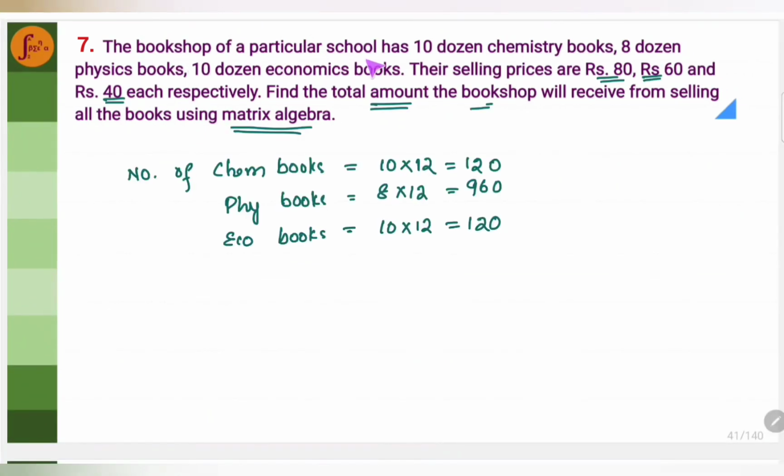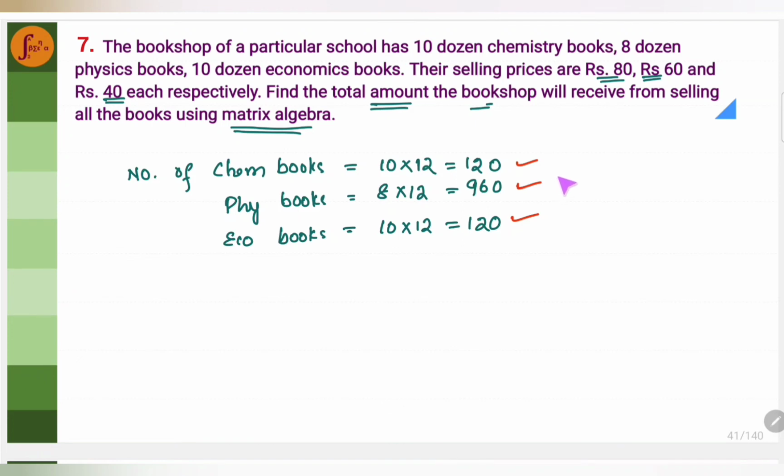The bookshop of a particular school has 10 dozen chemistry books, 8 dozen physics books, 10 dozen economics books, and their selling prices are given to be 80, 60 and 40 each. Find the total amount the bookshop will receive from selling all the books using matrix algebra. So first, the number of chemistry books is 10 dozen, physics books is 8 dozen, economics books is 10 dozen. So you're going to get 120, 96 and 120 as the book count, right?